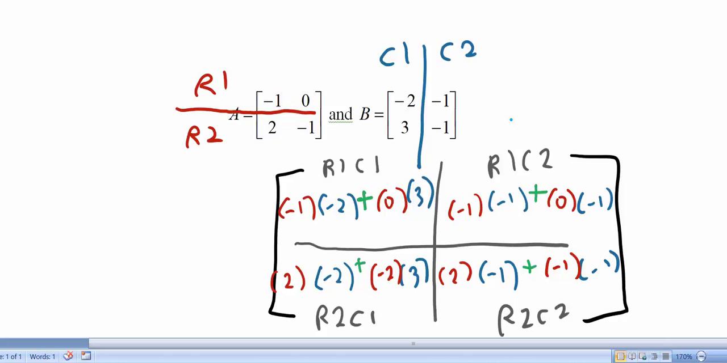So now with the whole thing set up, we're going to simplify. In row 1, column 1 position, we have negative 1 times negative 2 is a positive 2. And then that's plus a 0. Row 1, column 2, we have a negative 1 times a negative 1, which is a positive 1. And then we have another 0 here. We have a negative 4 plus a negative 6, a negative 2 plus a positive 1.